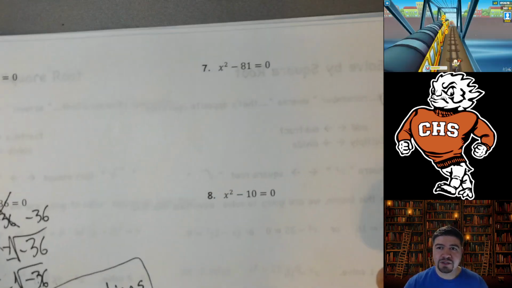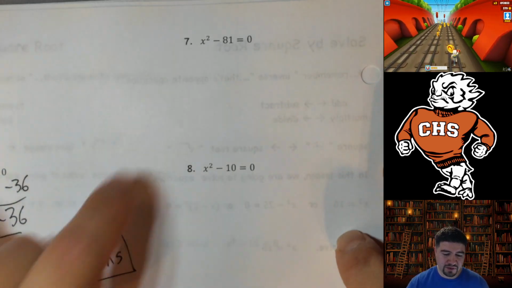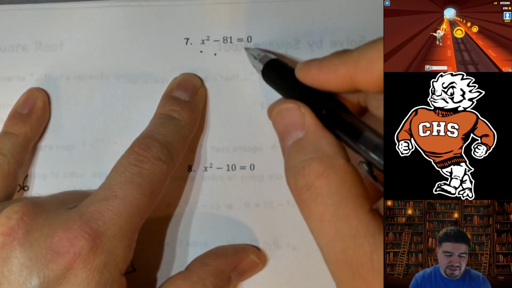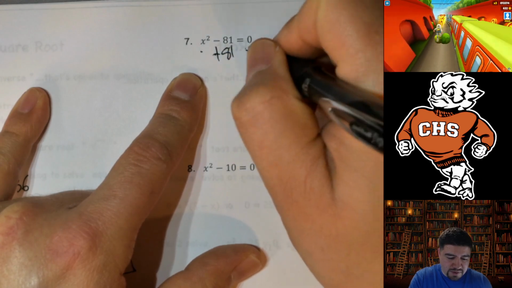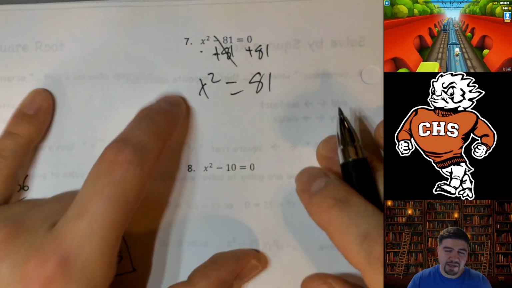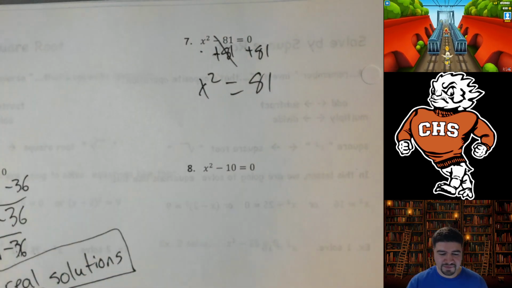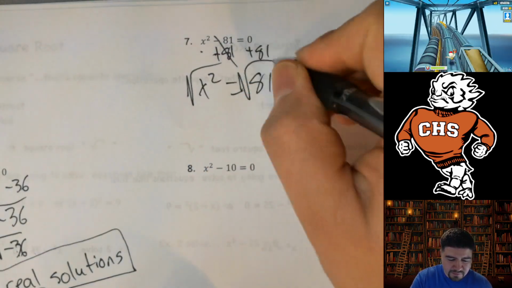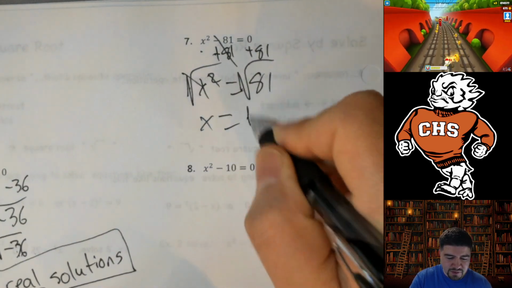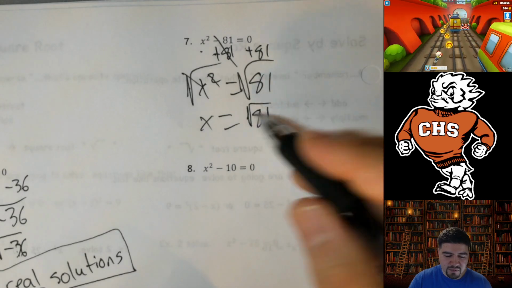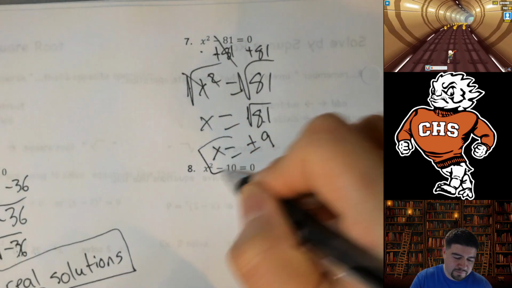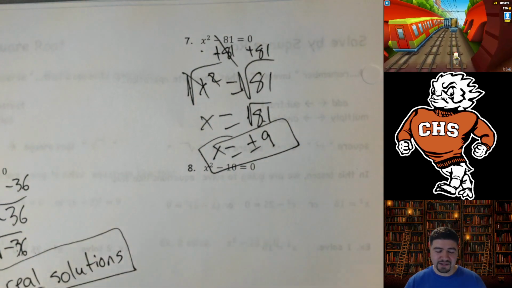Okay, so moving on to 7, we're at the penultimate question here. x squared minus 81 equals 0. So I'll add 81 to both sides. Cancel those. x squared equals 81. Now if you know the square root of 81, then we're good. Cancel the square and the square root on this side. The square root of 81 is going to be plus or minus 9. So that's it for that answer.